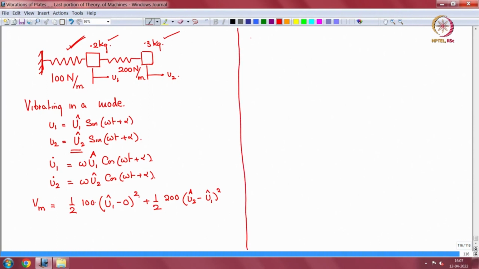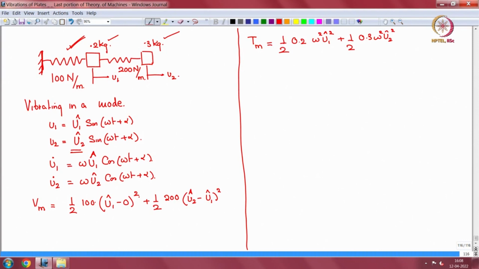Then we have the total kinetic energy. The total kinetic energy Tm is 1/2 m, 0.2, v square, which is omega square into u1 hat square, plus 1/2 into 0.3 omega square u2 hat square.